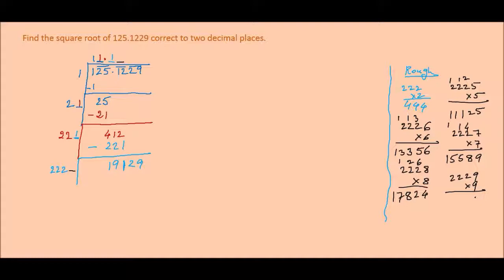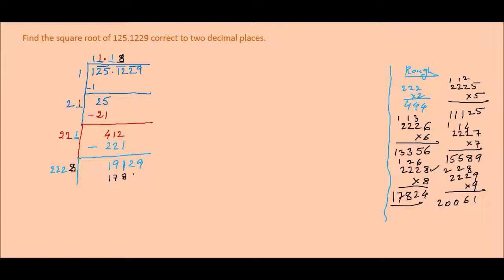9 times 9 is 81. 9 times 2 is 18 plus 8 is 26. 9 times 2 is 18 plus 2 is 20. And 9 times 2 is 18 plus 2 is 20. This is more than the dividend, so we have to take 8. So our next digit of the quotient becomes equal to 8, and we write the product, which is equal to 17824.